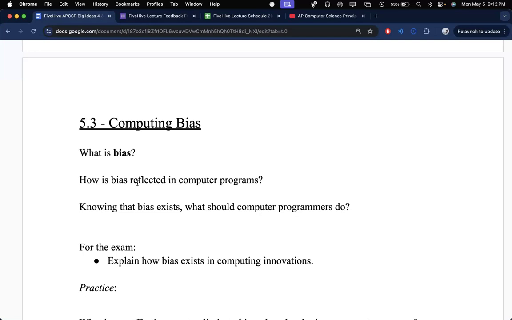If you have a very narrow perspective among the people who are working on a program, then the end program is not going to take into account the whole user base that could actually be using it. So knowing that bias exists, what can computer programmers do? Training the program wrong? Absolutely. How can we try and reduce bias then?